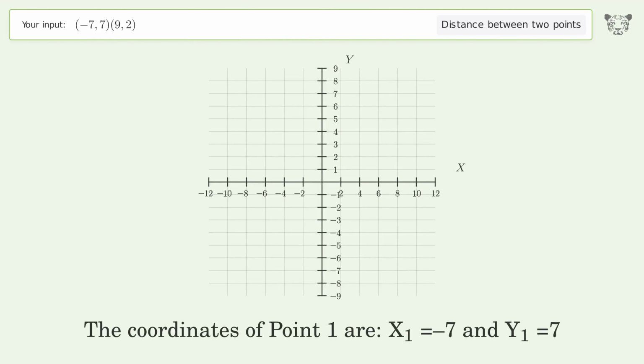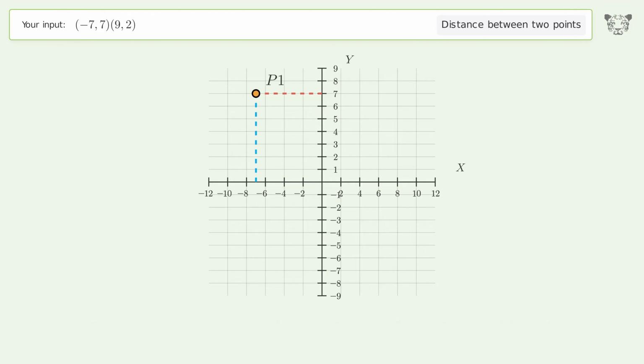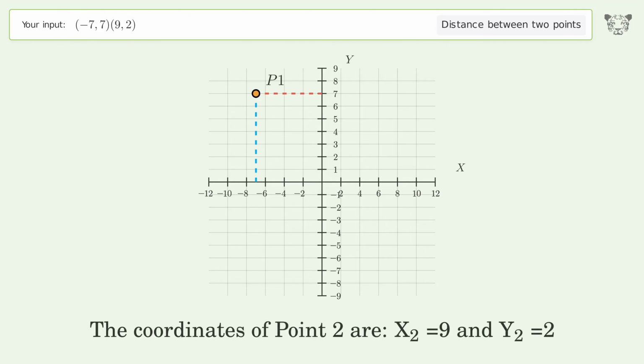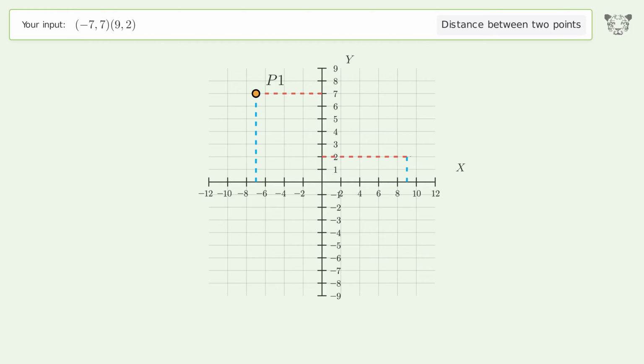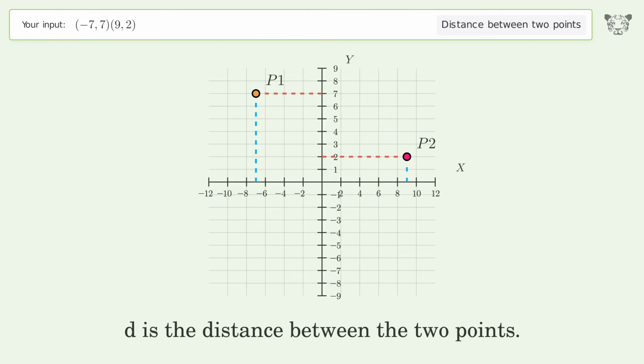The coordinates of point 1 are, x1 equals -7 and y1 equals 7. The coordinates of point 2 are, x2 equals 9 and y2 equals 2. D is the distance between the 2 points.